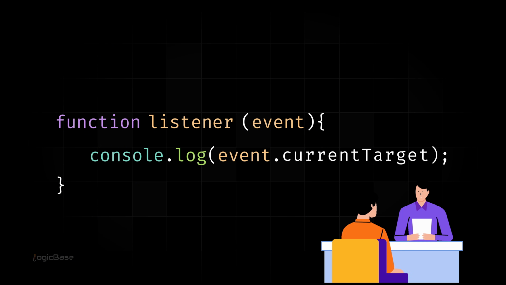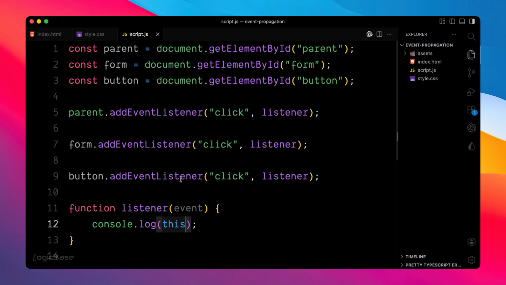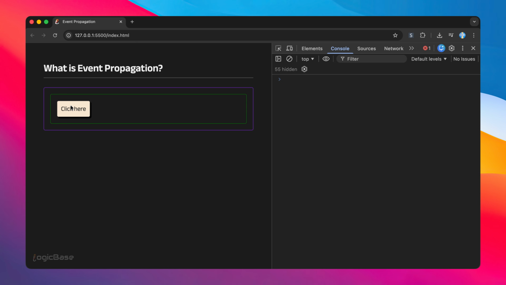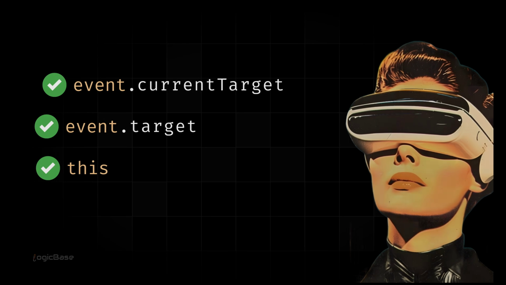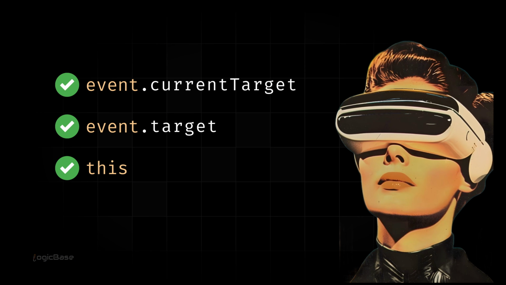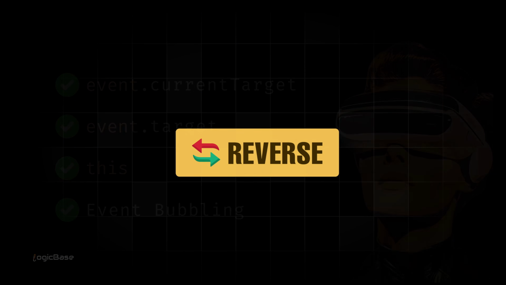You can even get different information from current target. For example, currentTarget.className gives you the class and this.tagName gives you the tag name. So when you click the button, the output will be button, then form, and then div, just like in our markup. Isn't that cool? Now, we clearly understand how event.currentTarget, event.target, and this work together, even though they are different. We have also got a good grasp of the bubbling process. So that's great. Let's see what happens if we want to reverse the default bubbling flow.